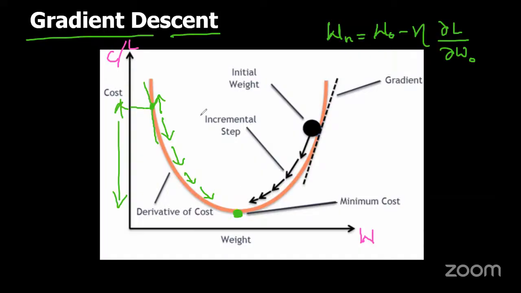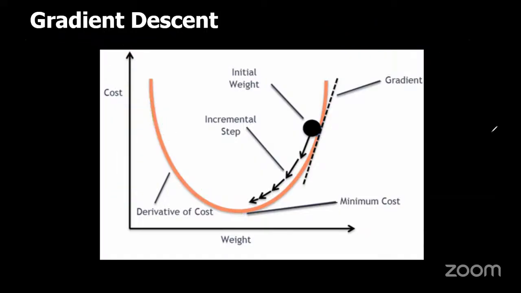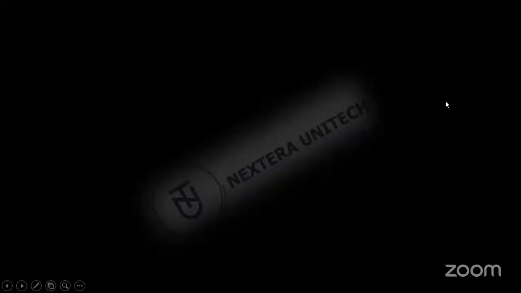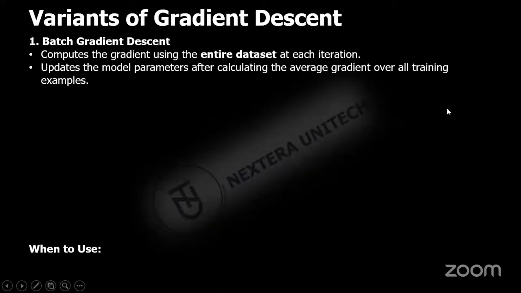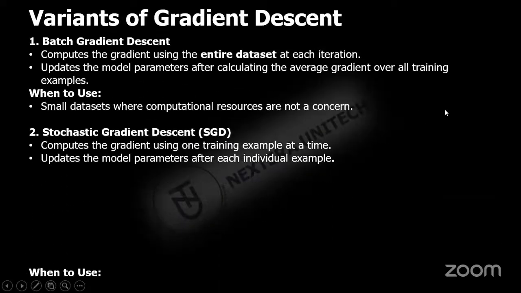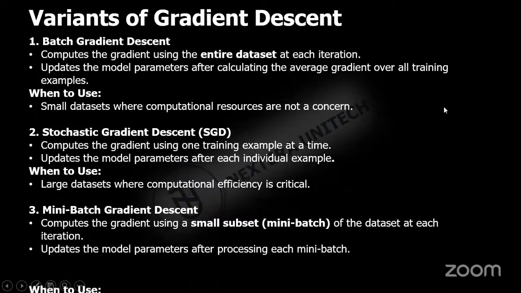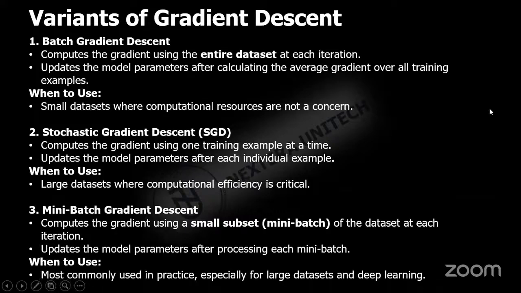There are multiple optimizers. We have the Adam optimizer, RMSprop. Under gradient descent itself, we have three different types. Let us understand all these three types one by one. The first one is called batch gradient descent. The second one is called stochastic gradient descent. And the third one is called mini batch gradient descent. So what is the difference between these three?